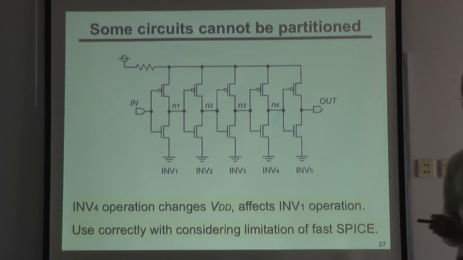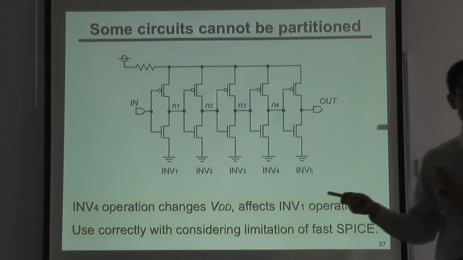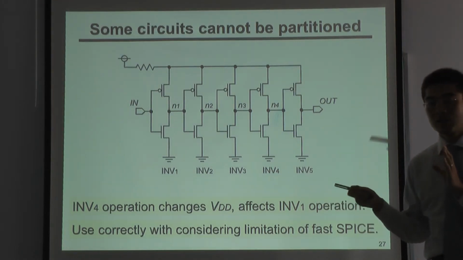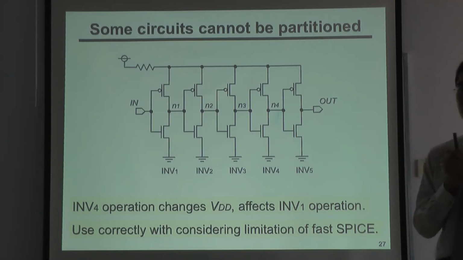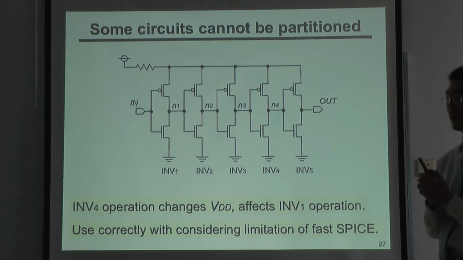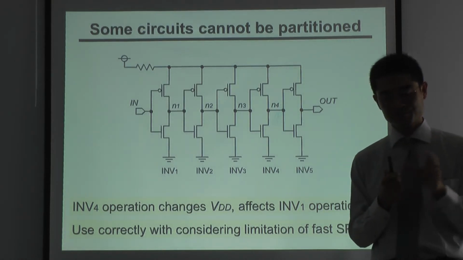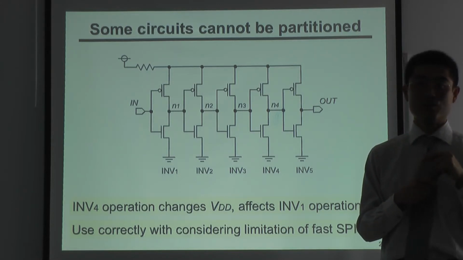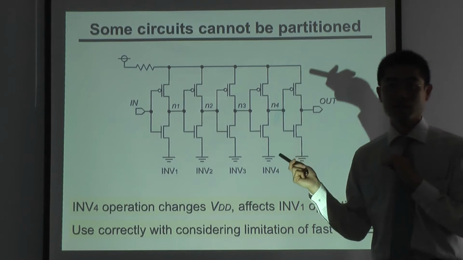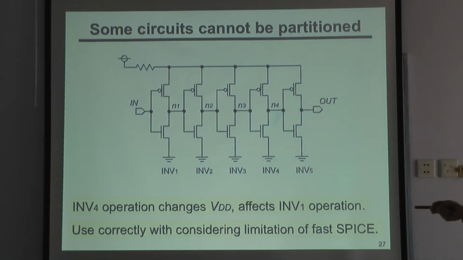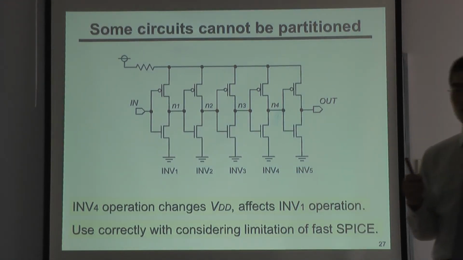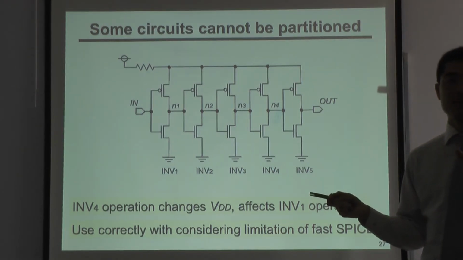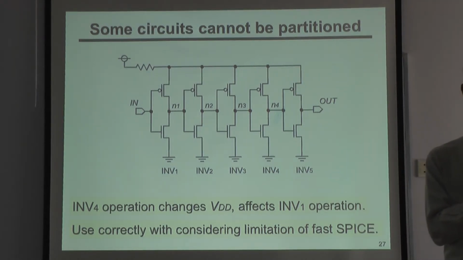So when we use fast spice, we have to take care of these kinds of limitations, and we have to check whether we are getting correct simulations or not. Especially when we are taking care of power supply noise simulations, we cannot partition. And in this case, the fast spice simulator takes more time compared with the regular spice simulator.